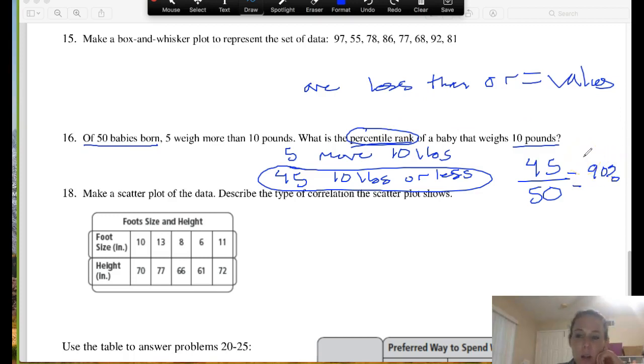And you'll hear that a lot with test scores. I scored on my standardized test in the 50th percentile. That means half the people scored worse than me. Okay, so it's the value or less.